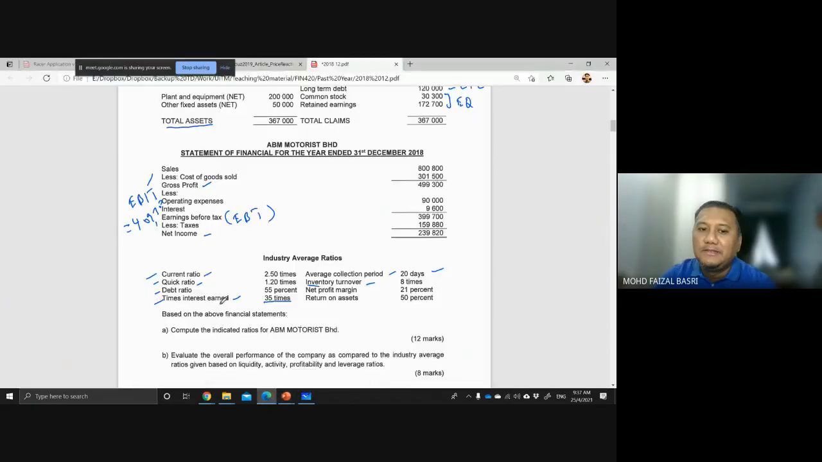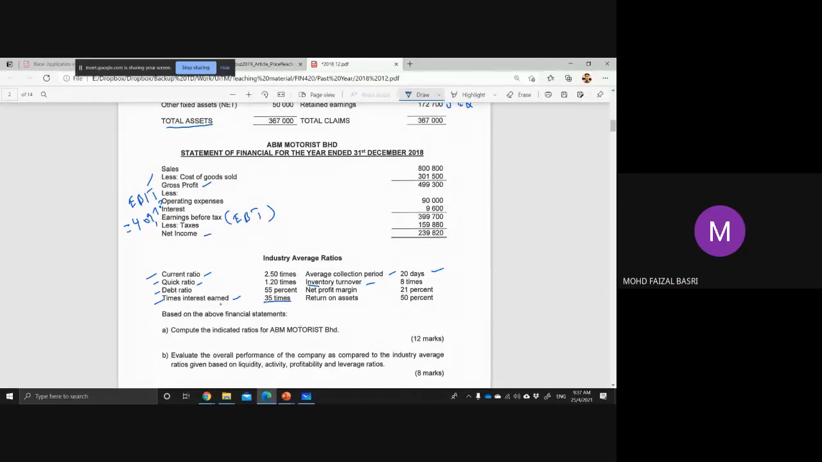It will not be available under the balance sheet or income statement. The information, we need to get it somewhere else. Okay, we need to get it somewhere else. Right? So that's why it is not in the final exam.